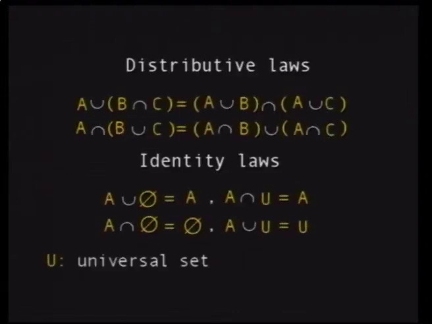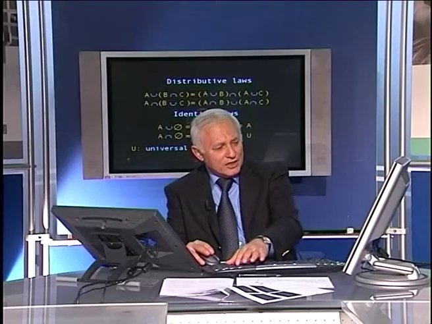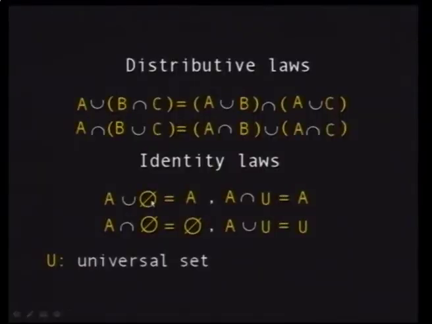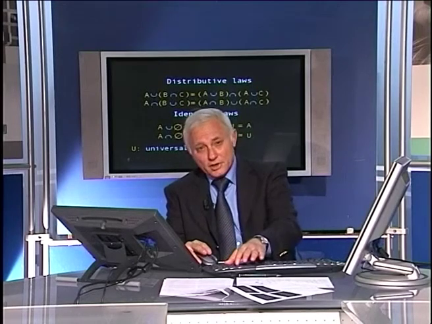We can also have some distributive laws, like A union (B intersection C) is equal to (A union B) intersection (A union C). These, as a matter of fact, resemble very much those of numbers. And you have identity laws. This is called the void set. So A union void is equal to A. And U is the universal set, in other words, comprising all possible sets or possibilities.